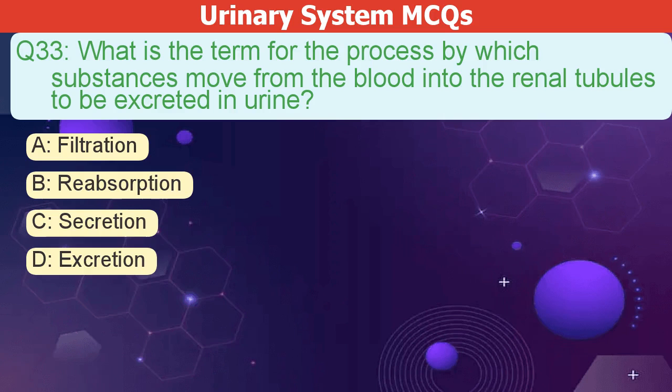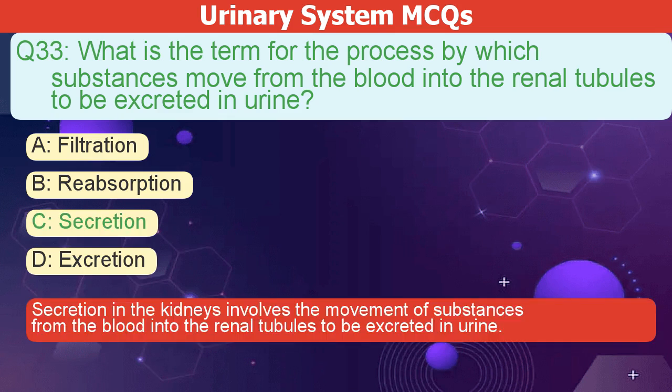What is the term for the process by which substances move from the blood into the renal tubules to be excreted in urine? A. Filtration. B. Reabsorption. C. Secretion. D. Excretion. The correct answer is C. Secretion in the kidneys involves the movement of substances from the blood into the renal tubules to be excreted in urine.